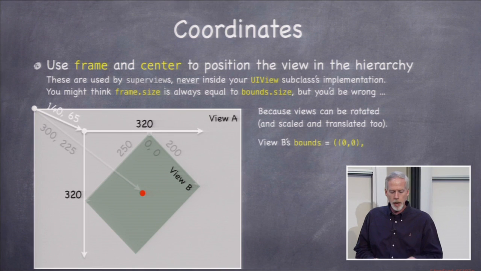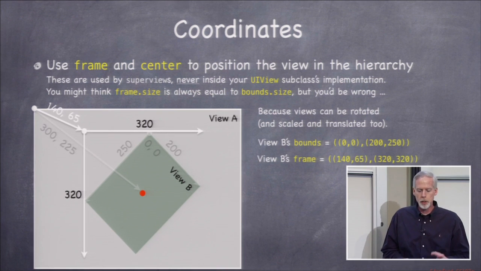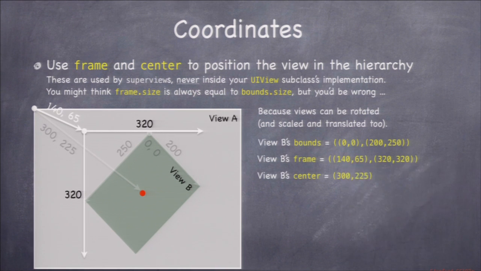There are some details on this slide. You can look at them at leisure, but the bottom line is to understand that frame is a rectangle containing you in your superview's coordinate system. Bounds is the rectangle you use to draw when you're drawing in your own code in your view. It's your coordinate system.